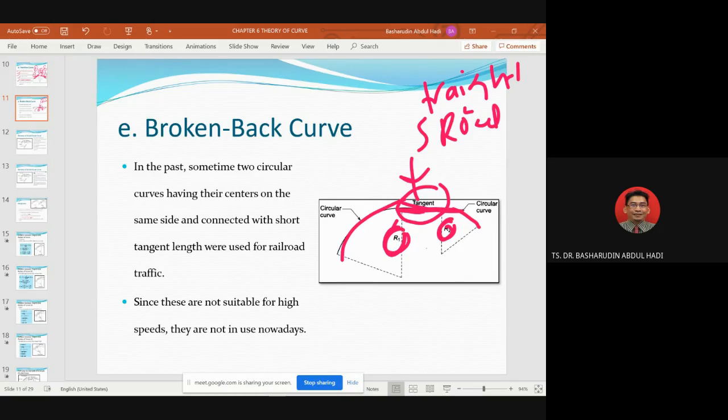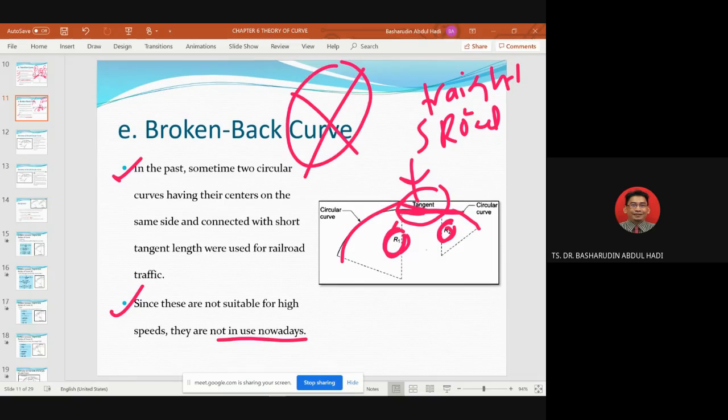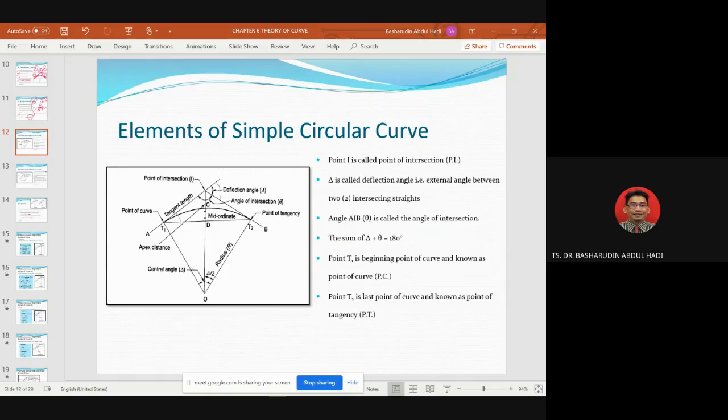We call it a tangent. In the past, two circular curves having their centers on the same side and connected with a short tangent length were sometimes used for railroad traffic. Number two, since it is not suitable for high speed, it is not used nowadays. So actually, the broken back curve is no longer practiced today. We can ignore this one, but it is theory.